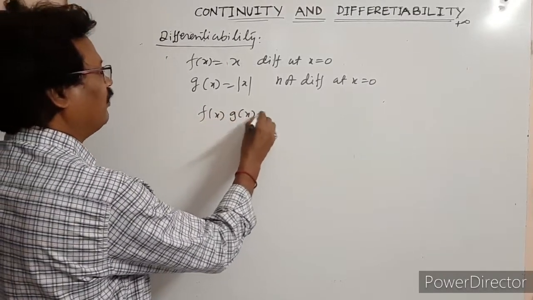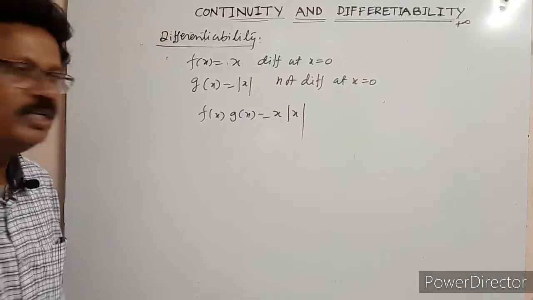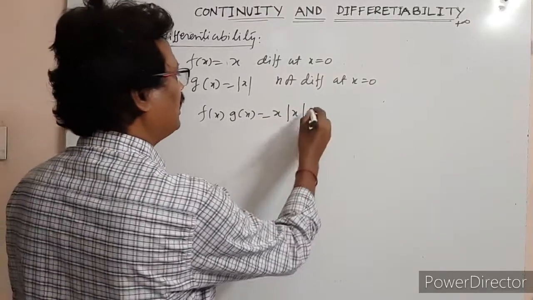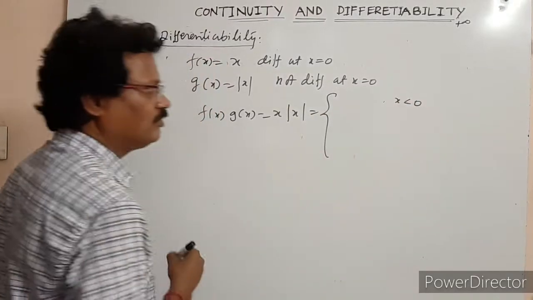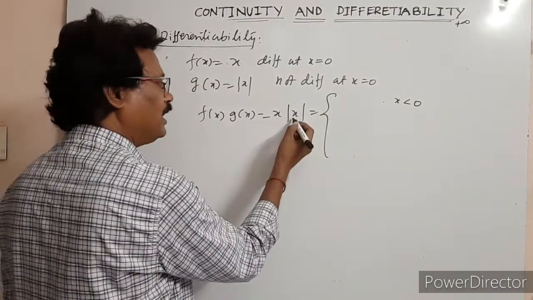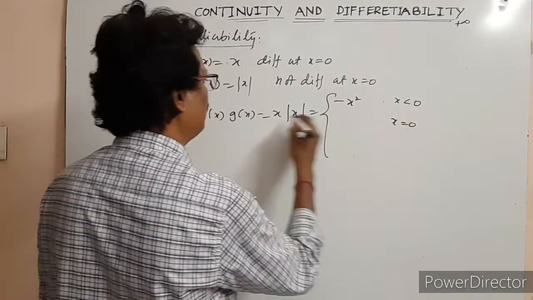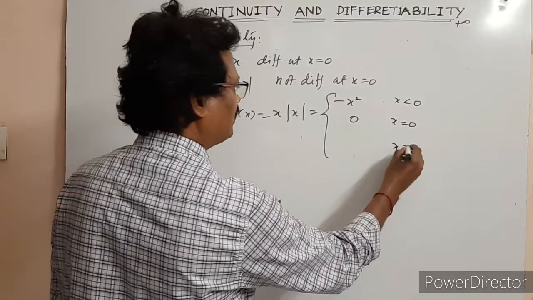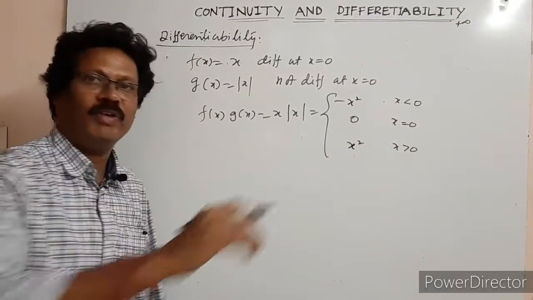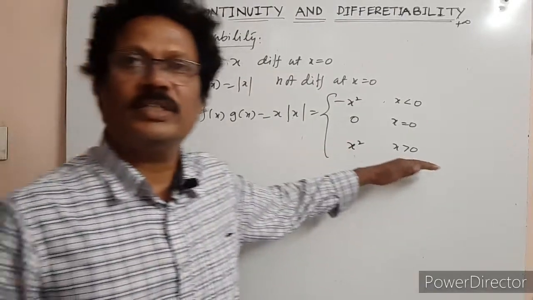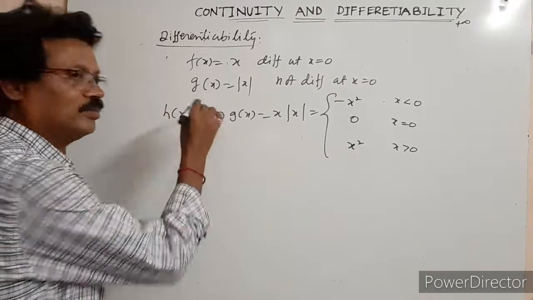f(x) into g(x), what do we get? x into mod x. What is x into mod x? Suppose x is less than 0, then mod x is minus x, so this is minus x square. For x equal to 0, we put 0. For x greater than 0, mod x is x, so this is plus x square. We got it like this. Now this is h of x that I am taking.